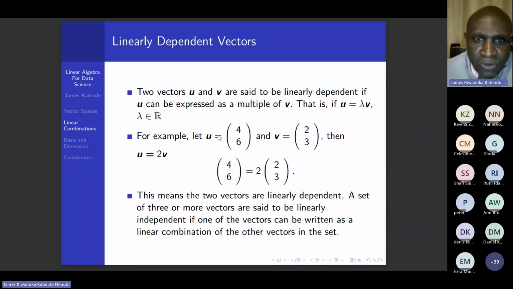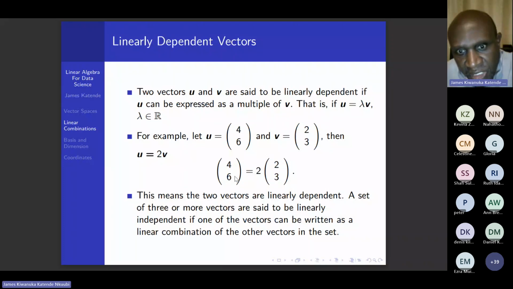So based on that, we can also introduce the concept of linear dependence. 2 vectors will be linearly dependent if it's possible to express one as a multiple of the other. So that's the case for 2 vectors. If you have 2 vectors, it's simple. They'll be linearly dependent if one can be written as a multiple of the other. An example of this is here. We have 2 vectors. U is 4, 6, and V is 2, 3. And we observe that 4, 6 can be written as 2 times this vector 2, 3.